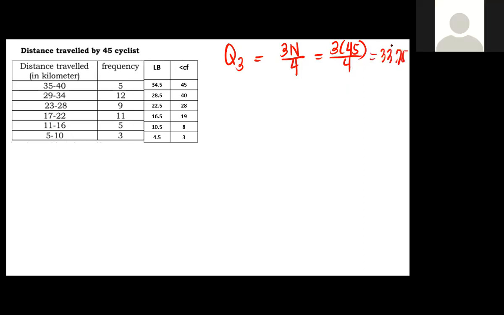Wait lang, check ko din. So that's 3 times 45 divided by 4. Tama. So nasa si 33.75, saan siya included? Sa anong class? 29 to 34. Tama. So ito yung third quartile class natin.